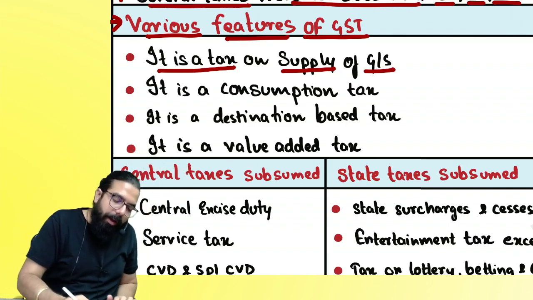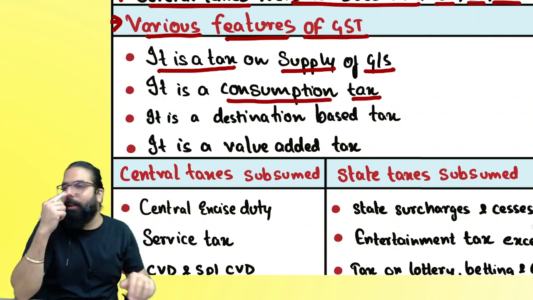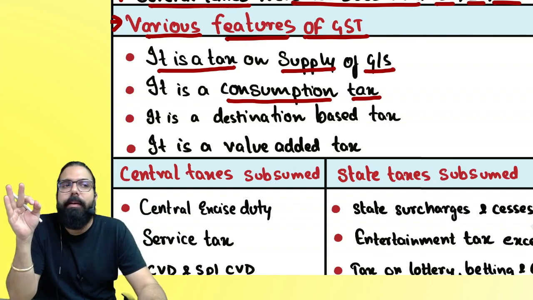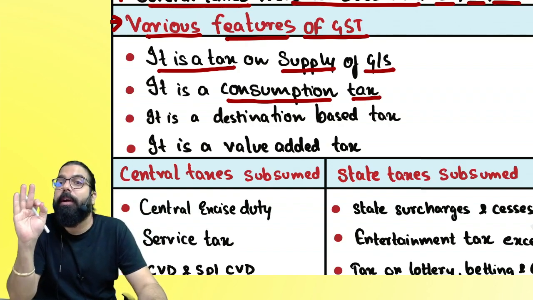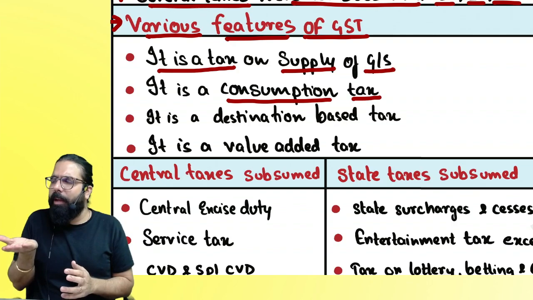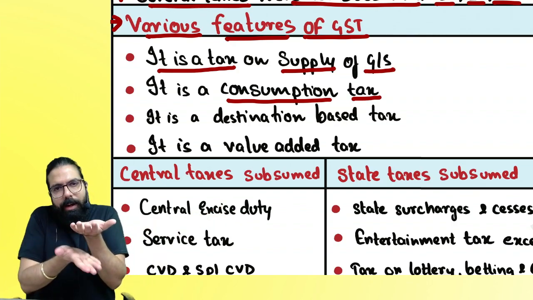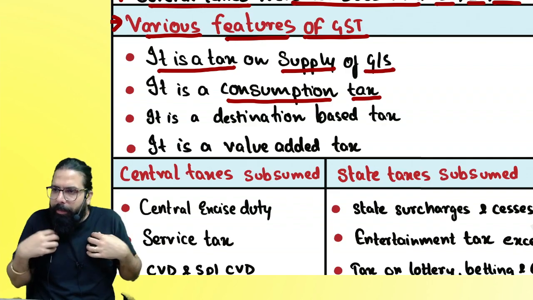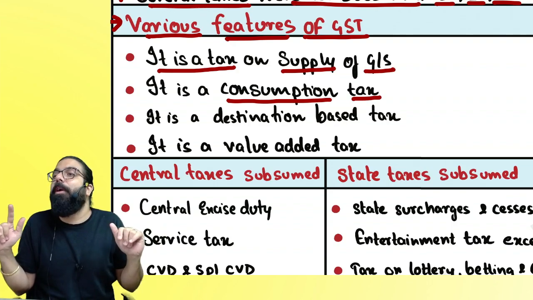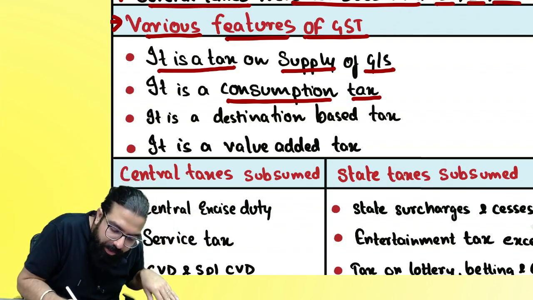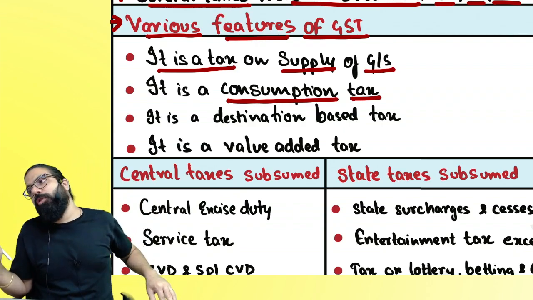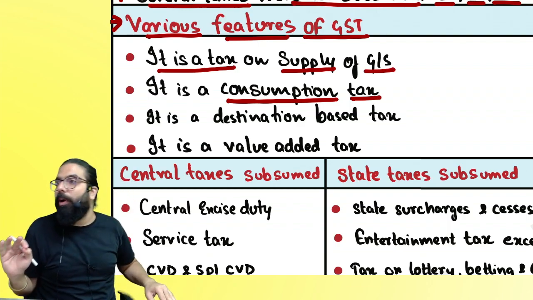Next, it's a consumption tax. What do you mean by consumption tax, everyone? Ultimately, tax will be borne by the consumer. Will the supplier pay any tax? Why? I will take input credit. When I sell, I will deduct whatever tax I have paid. So ultimately, traders, suppliers, dealers don't pay any tax. Ultimate tax is paid by whom? Consumer. So it's a consumption tax. The tax will be ultimately borne by the person who consumes. Are we all clear with this point? Can we go ahead, everyone?